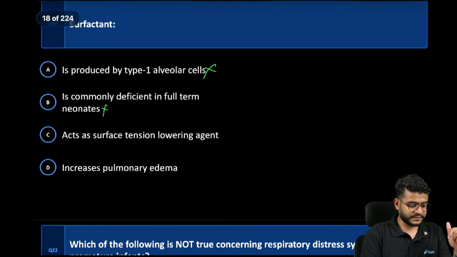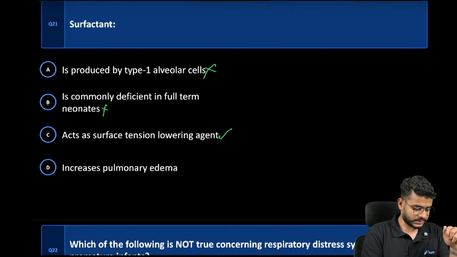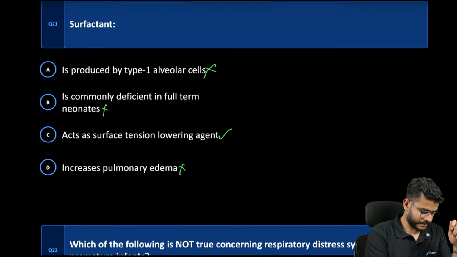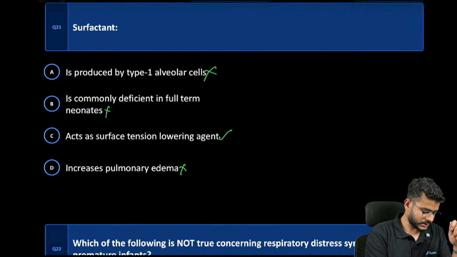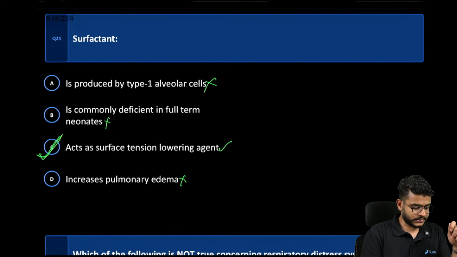Acts as a surface tension lowering agent. Okay, surfactant helps in reducing the surface tension inside the alveoli, that is correct. Increases pulmonary edema. No. Okay, so the correct option is C. Is that clear, guys?